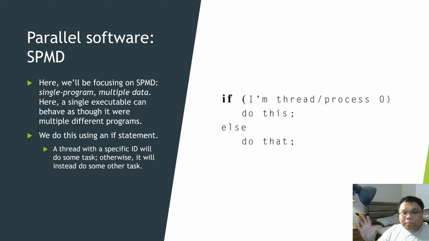We can make this a little bit more elaborate. So for example, if this is thread 0, do this code. Otherwise, if this is thread 1, do this code instead. Otherwise, if this is thread 2, do this code instead. And so on. We use an if statement for this. So a thread with a specific ID will do some task based on this condition being true or not.